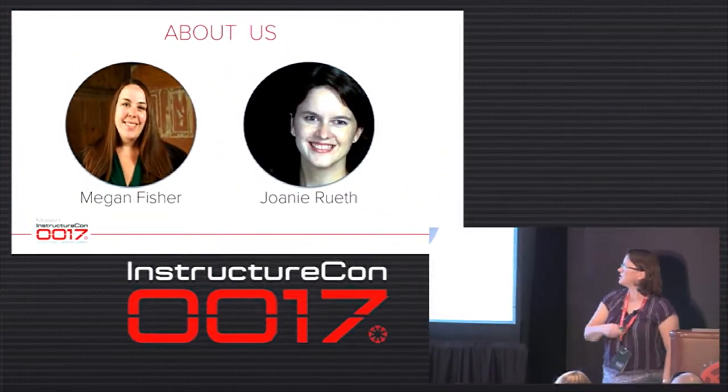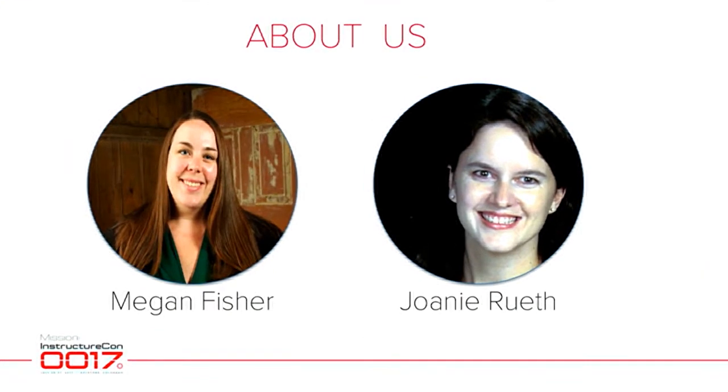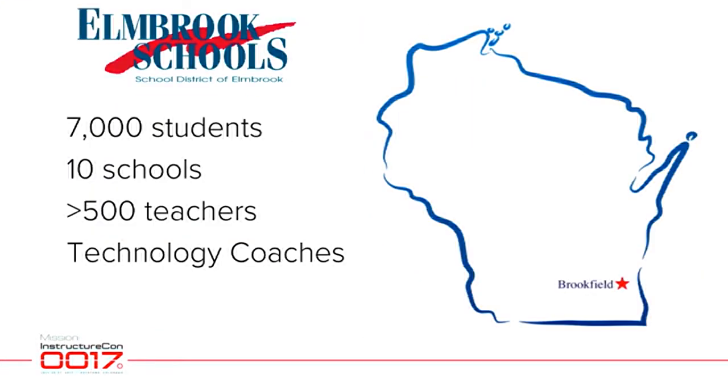So he already kind of talked a little bit about what we do in Elmbrook. So I'm going to talk a little bit about what Elmbrook is. We're in Wisconsin, just west of Milwaukee. We're made up of Elm Grove and Brookfield, so hence Elmbrook. We have about 7,000 students, about 10 schools, and a little over 500 teachers.